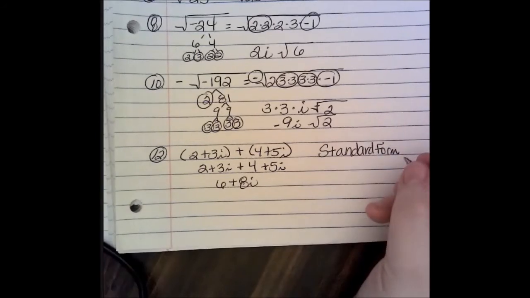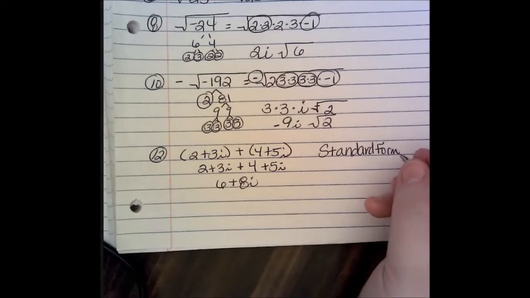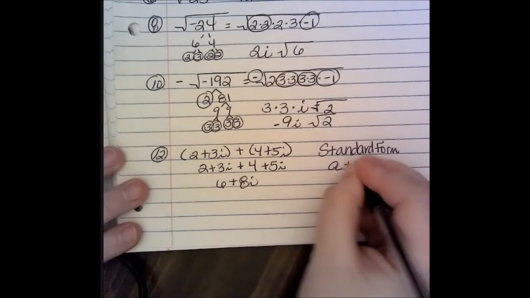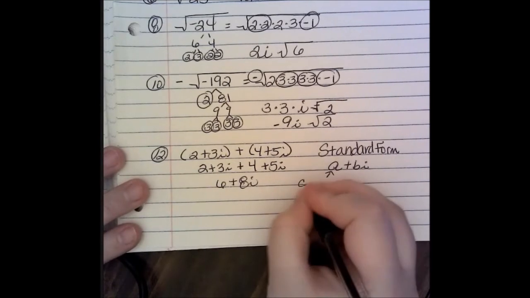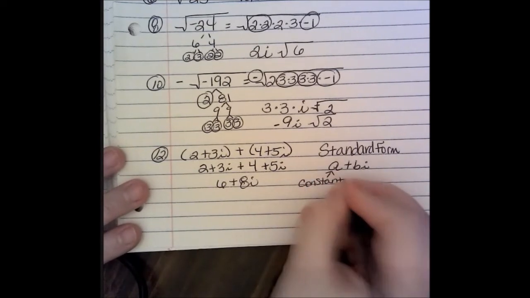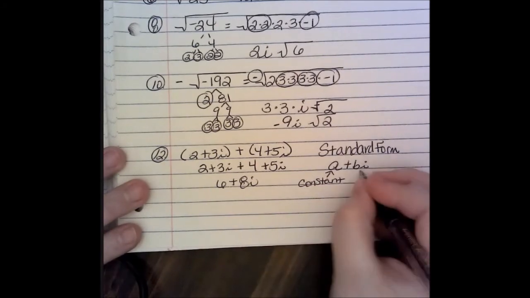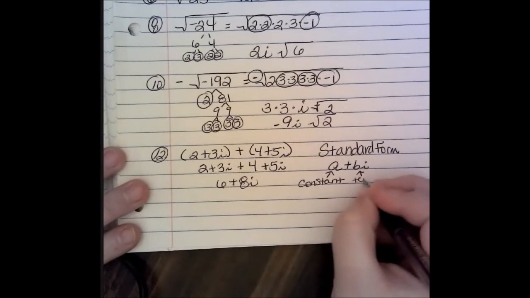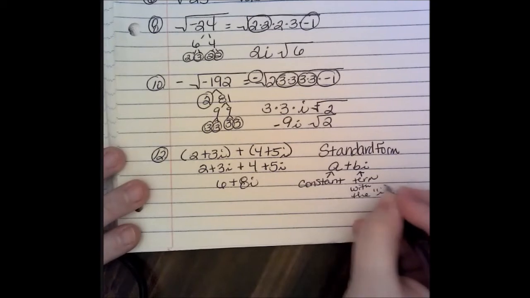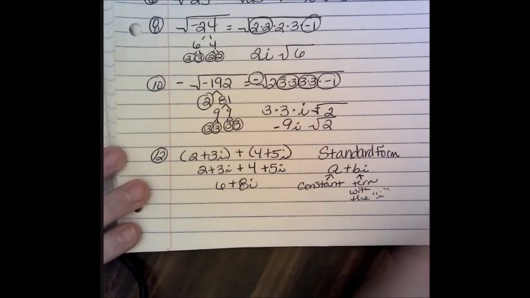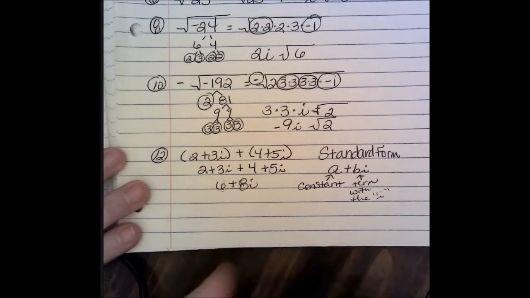So standard form of an expression that includes an imaginary number is a plus bi. So a is the constant, which is the number that is by itself with no variable. And then that bi is your term with the i. Okay? So the number by itself, the term with the i, so we've written it correctly, so we're good on number 12.